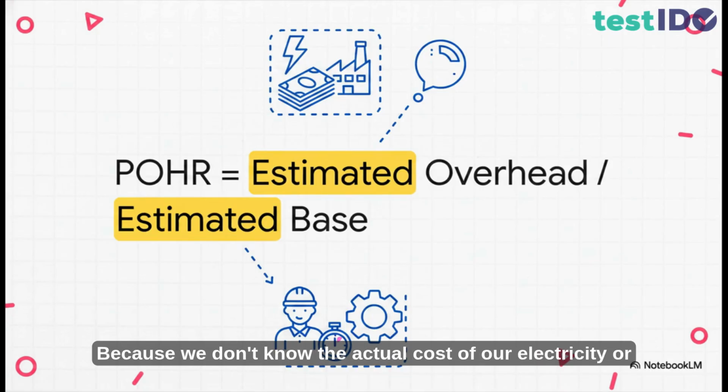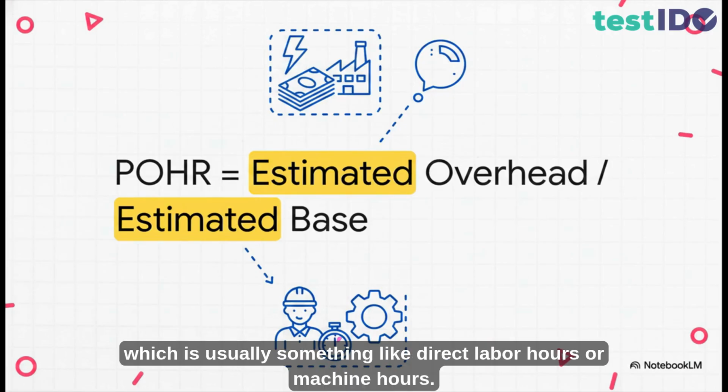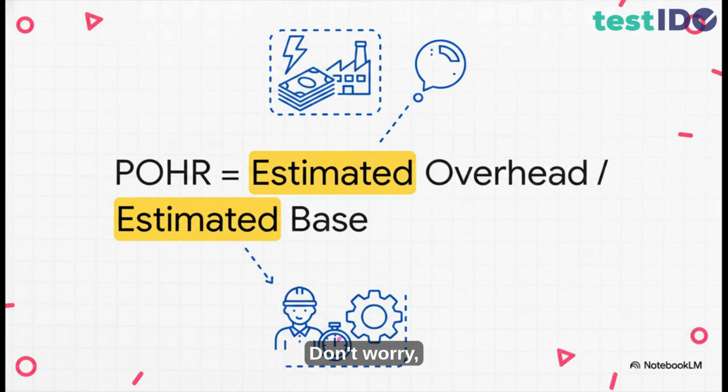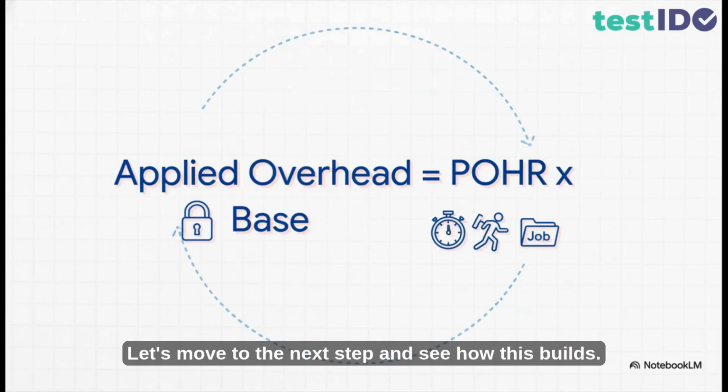Let's break this down. Because we don't know the actual cost of our electricity or rent until the end of the year when the bills finally arrive, we have to calculate this rate before the year even begins. We take our best estimate of all overhead costs and divide it by an estimated allocation base, which is usually something like direct labor hours or machine hours. Don't worry, the exam question will always tell you what base the company uses. Let's move to the next step and see how this builds.